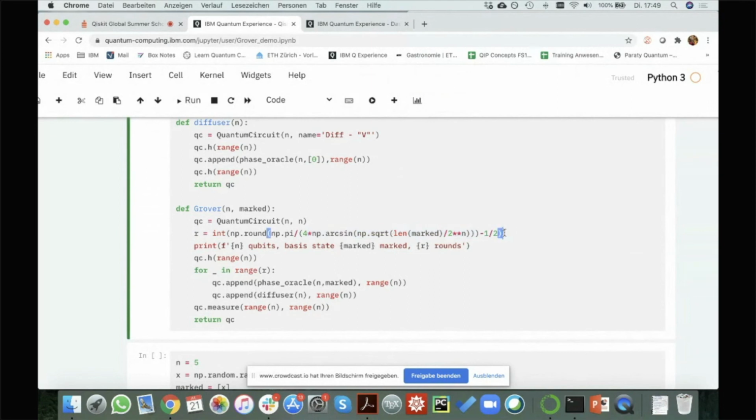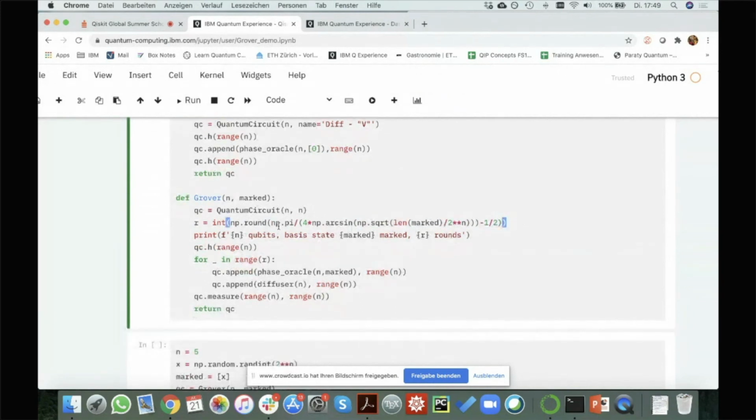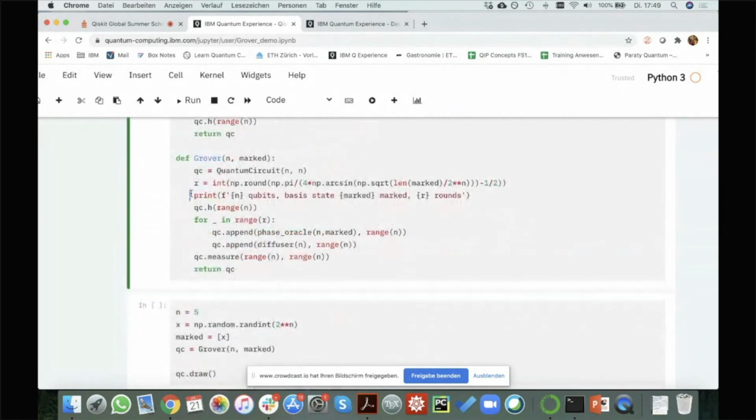And now, of course, I'm probably getting something that is not an integer, like I can get 5.3, but I need to have an integer number, so I'm rounding that number. And I'm also taking the integer, because if I'm just rounding it, it's still probably a float or double. And then I take the integer, so I can do a for loop later on that. So just to see how many rounds I'm actually doing and what my marked elements are, I'm then just printing the information. That's not important. It's just for me to see what I'm actually doing. I'm trying to find these marked elements, and I'm doing it by applying the Grover algorithm with R rounds.